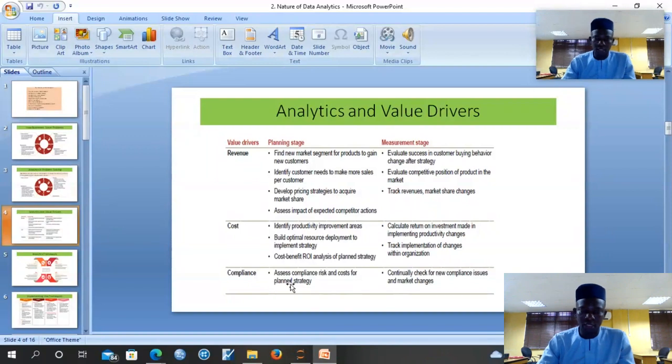When it comes to compliance, you need to assess compliance risks and costs for the planned strategy. The regulator has said you must do it like this, so you need to break it down, get all the implications, and how to measure it and trigger, and know the fines and the cost of each of them. So you need to check over time continuously.